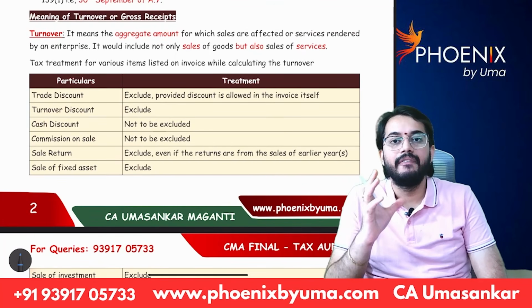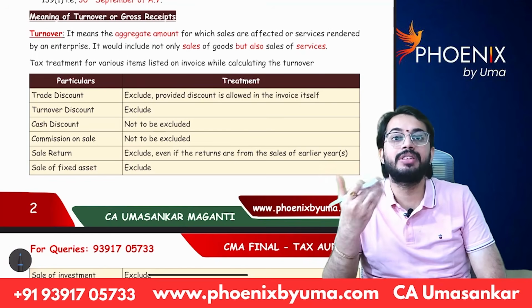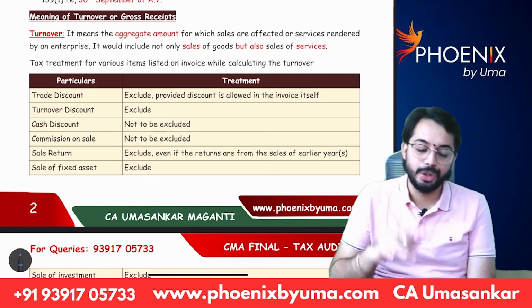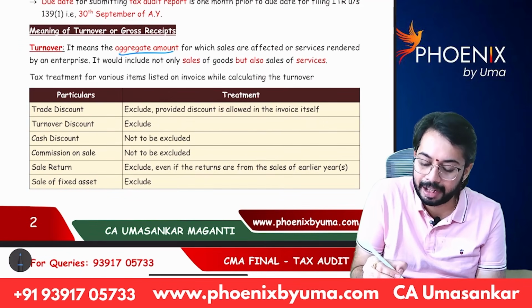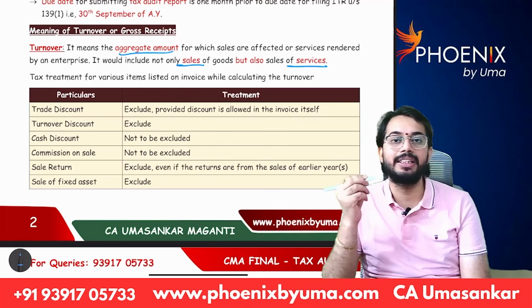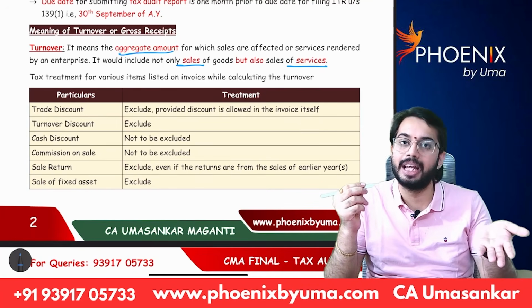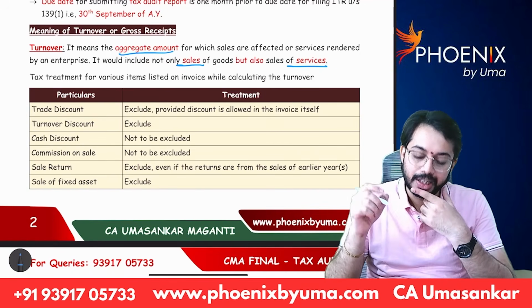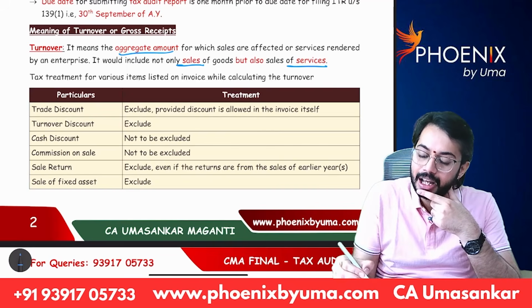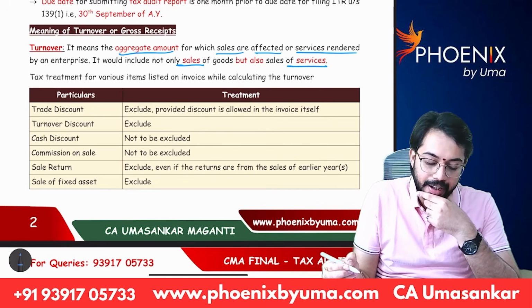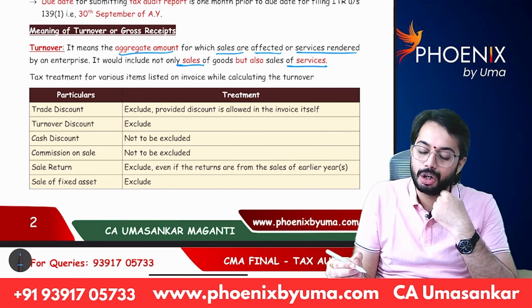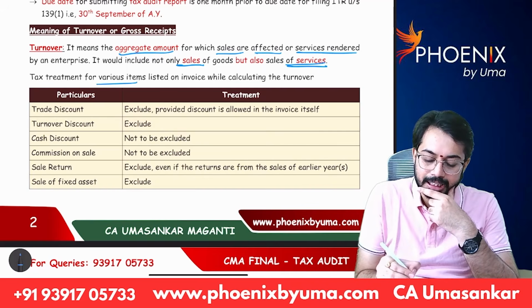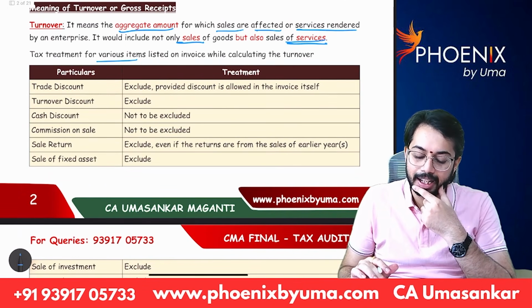Turnover. See, very simple. Turnover means with regard to sales or with regard to services, whatever the amount received, total amount will be treated as turnover. You can see aggregate amount received for sales as well as services. So aggregate amount for which sales are affected or services are rendered by an enterprise would include not only sale of goods but also sale of services. Tax treatment for various items listed on invoice while calculating the turnover.